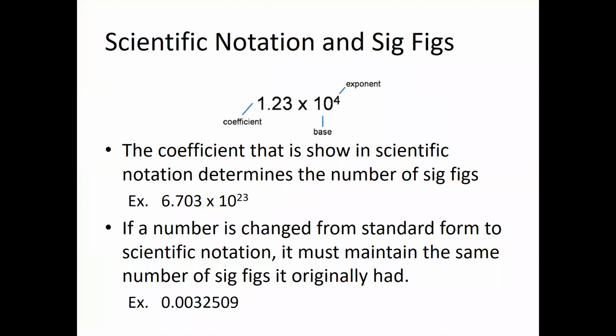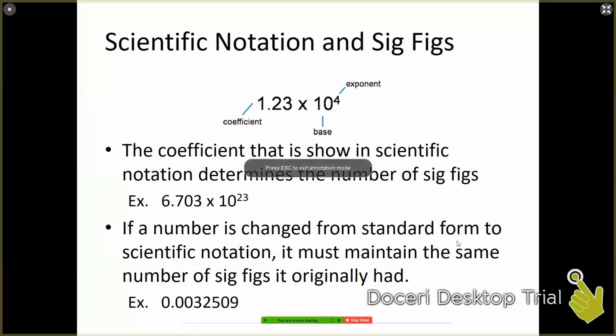Good. All right, so when we talk about scientific notation, the coefficient, which is the number in front of the base, that's what determines your sig figs. This base and that exponent, those aren't going to affect your sig figs.